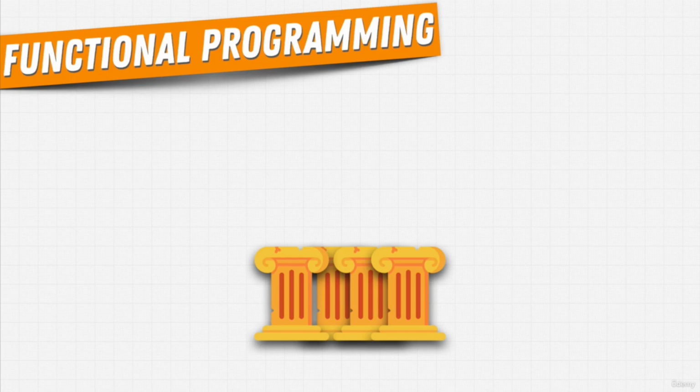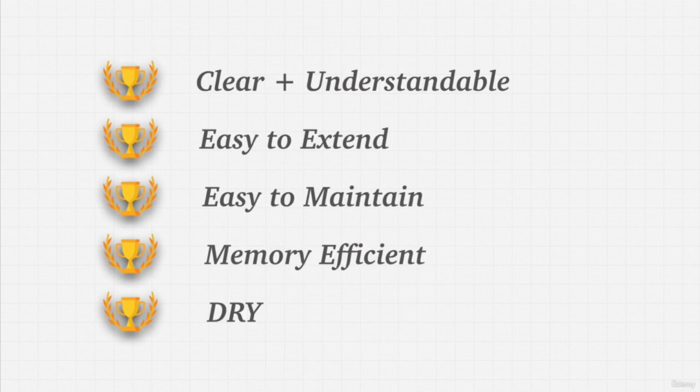But at the end of the day, the goal of a functional programming paradigm is the same as the object-oriented paradigm. It's the idea of making our code clean and understandable, easy to extend. That is, we can grow our code and make it better and better and have others come and extend our code. It's easier to maintain. It keeps our code DRY so that we are not repeating ourselves, as well as keeping our code memory efficient because we're not storing information all over the place.